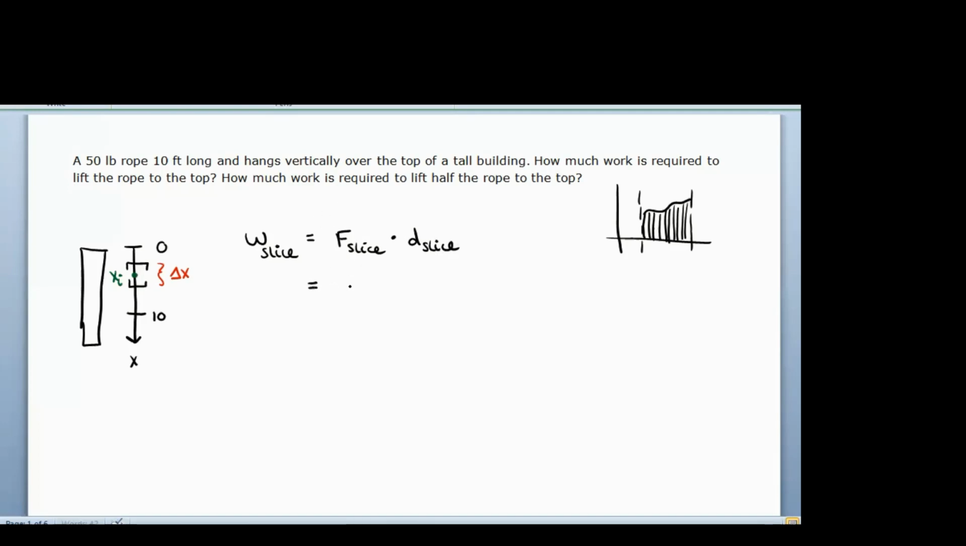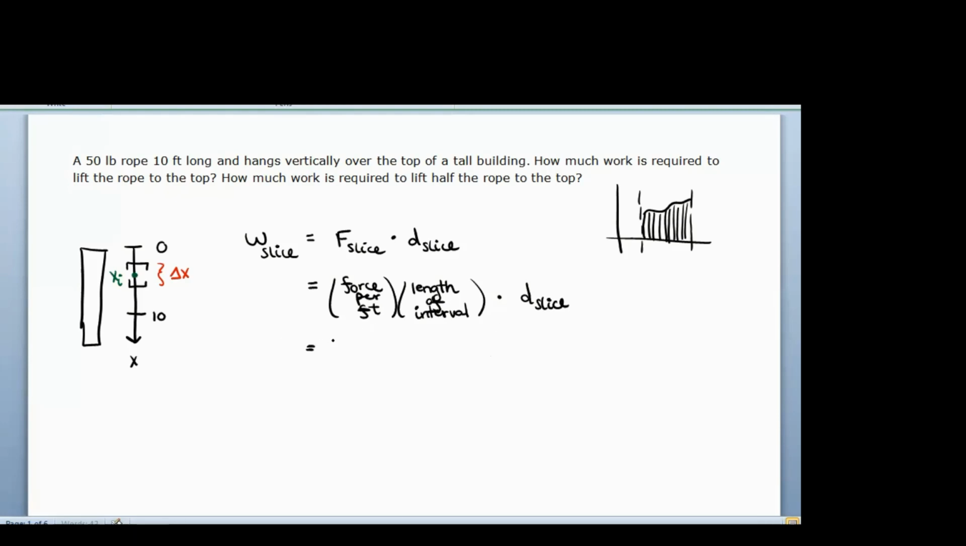Now my force is going to be my force per foot, but that's a little bit of a problem because my interval is supposed to be really, really small. It's probably not a foot long. So I have my force per foot, and then to find the force just on my interval, I'm going to multiply it by the length of my interval, or the length of my slice. I'll say the length of interval. And I have to multiply this by the distance per slice.